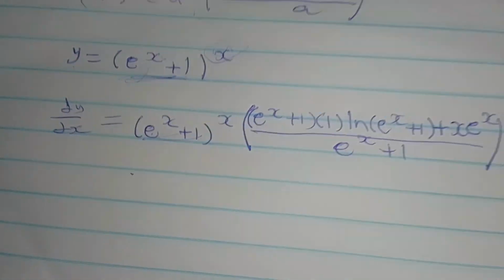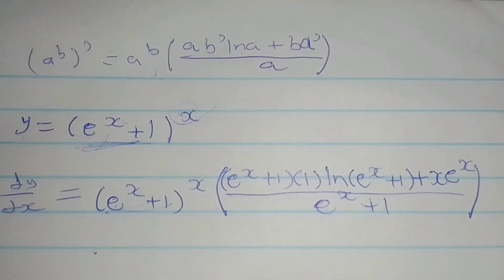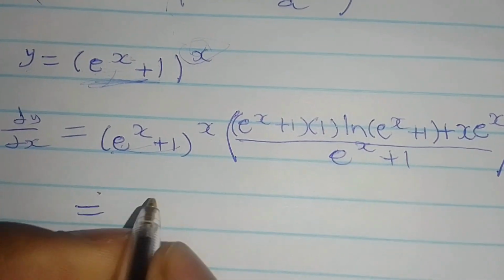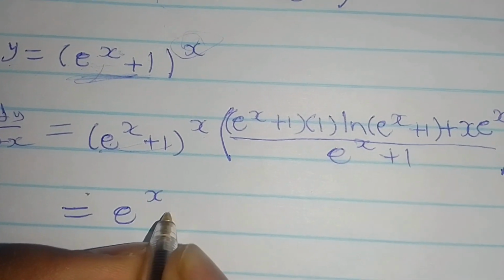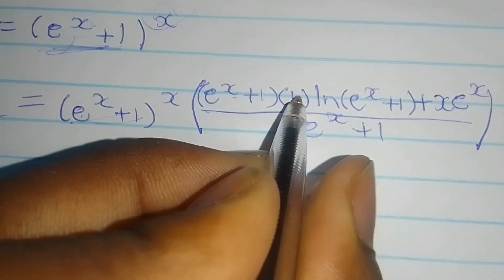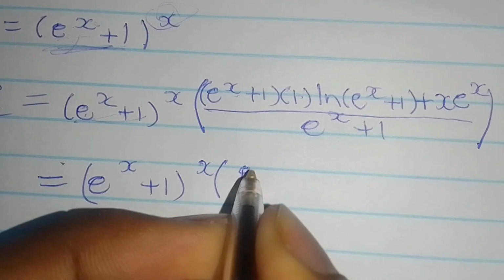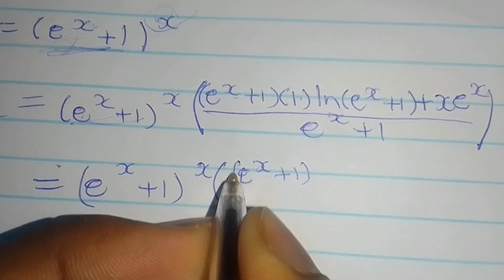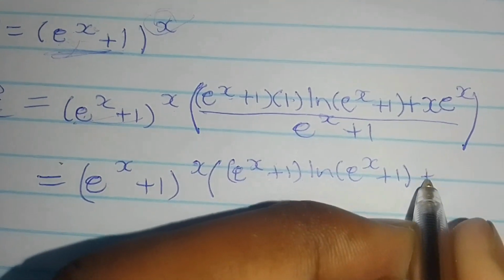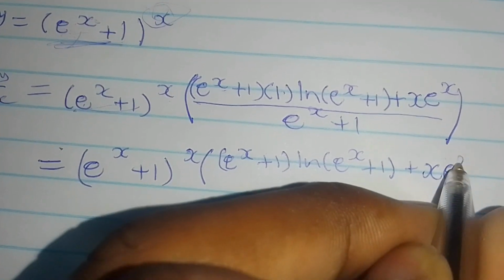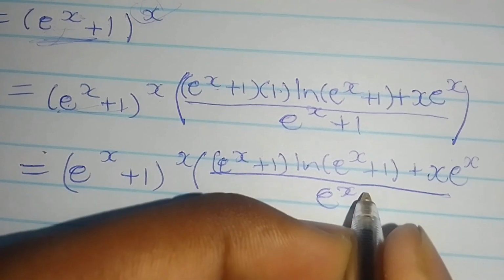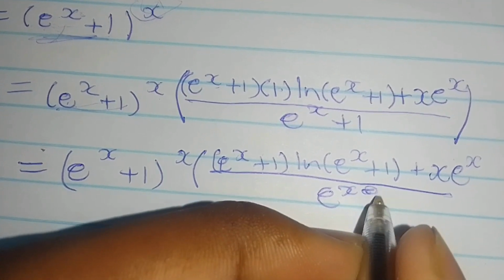So that's basically what you're having. That's how you can derive such functions. So basically I'm going to have e to the x plus 1 to the x. Any number times 1 is that number. So I'm going to have e to the x plus 1 multiplied by the natural log of e to the x plus 1 plus x times e to the x divided by e to the x plus 1 plus 1.